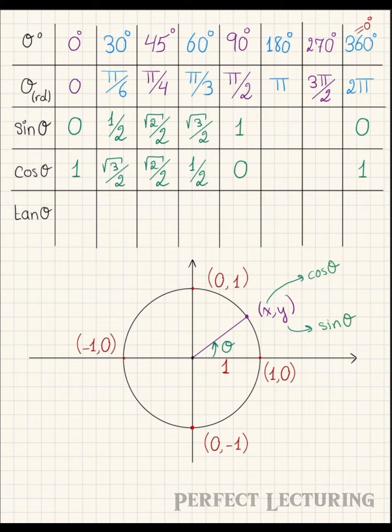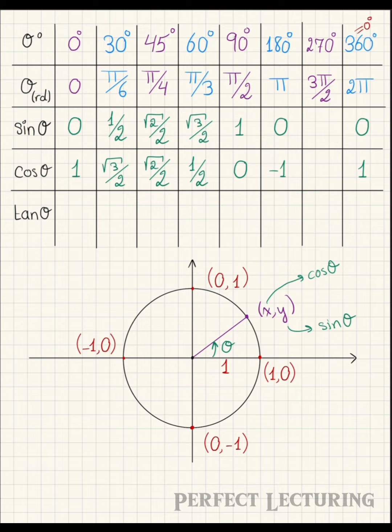theta. For example, if theta is pi over 2 or 90 degrees, then 0 will be the cosine of 90 and 1 will be the sine of 90. The same thing happens for the angle 0 or 360 degrees. Thus, if theta is equal to pi or 180 degrees, then minus 1 will be the cosine of 180 and 0 will be its sine. Thus, sine of 180 is 0 and the cosine of 180 is minus 1.